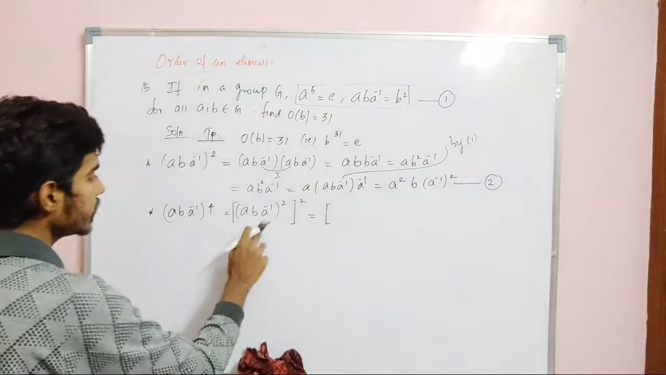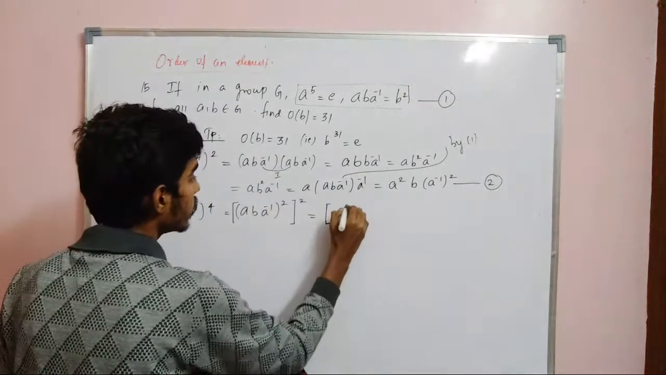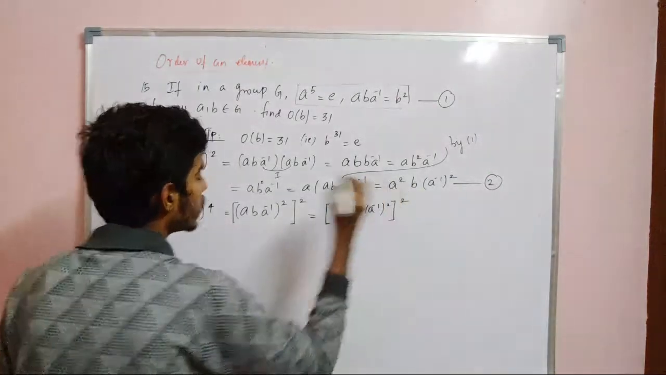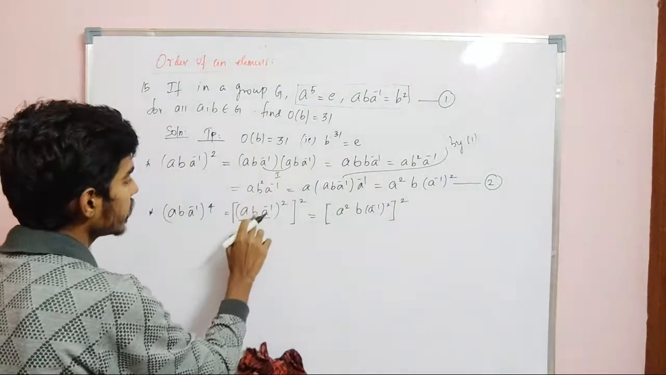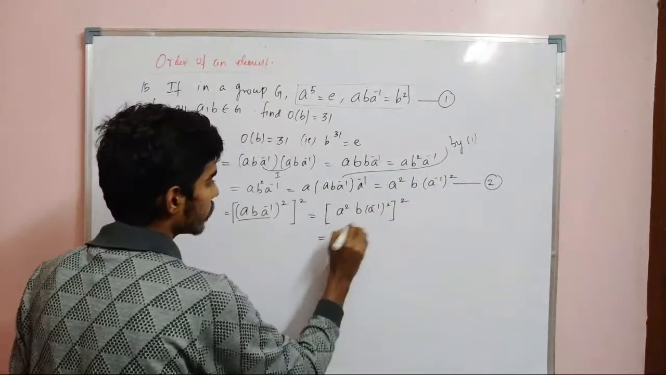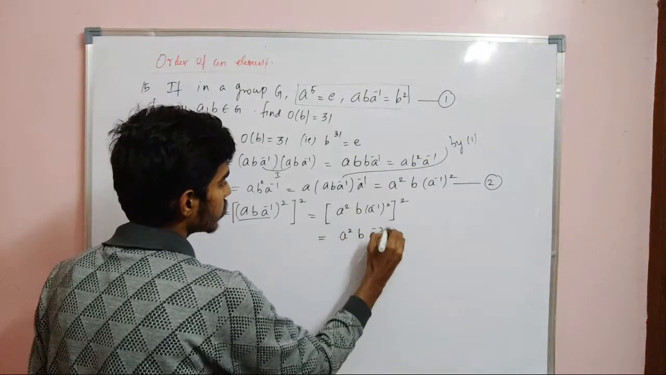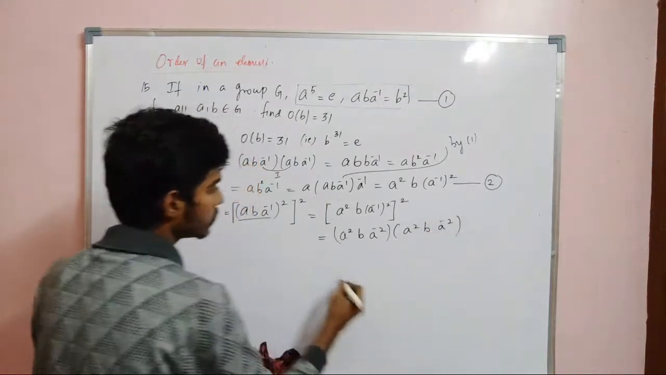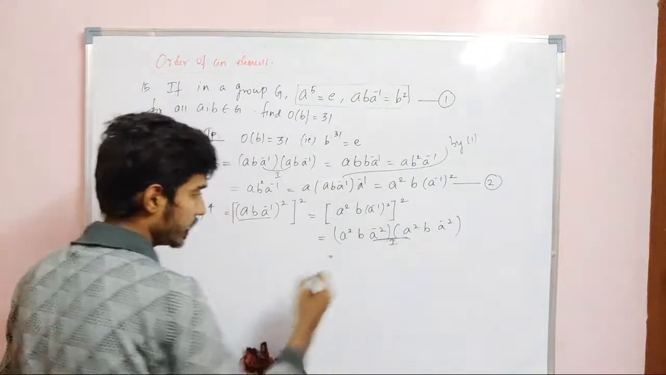So we already found (ABA⁻¹)². So (ABA⁻¹)² is (A²BA⁻²)², right? This value is (A²BA⁻²)². Now I can write this as two terms: A²BA⁻² into A²BA⁻². So I can combine these two terms again, which is equal to I.